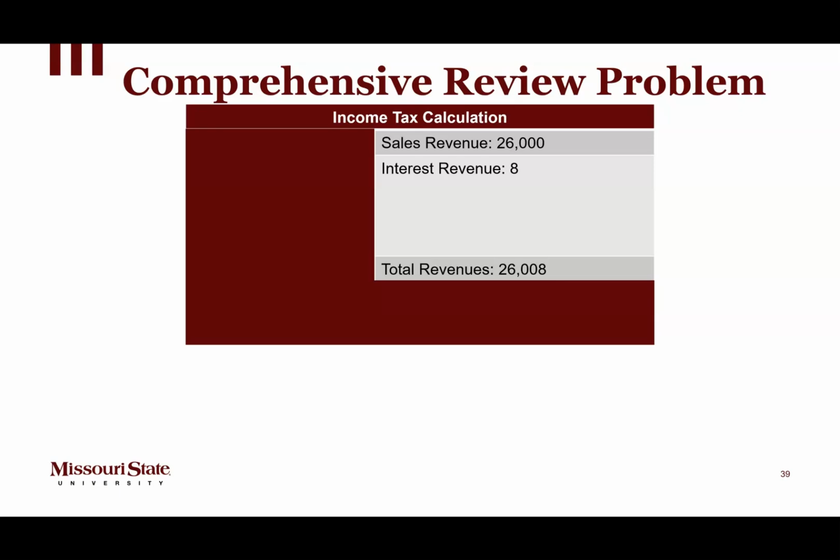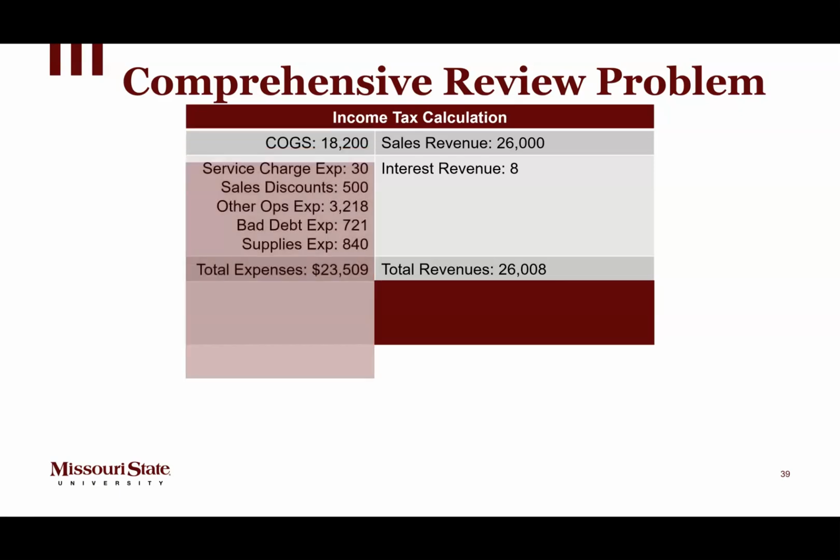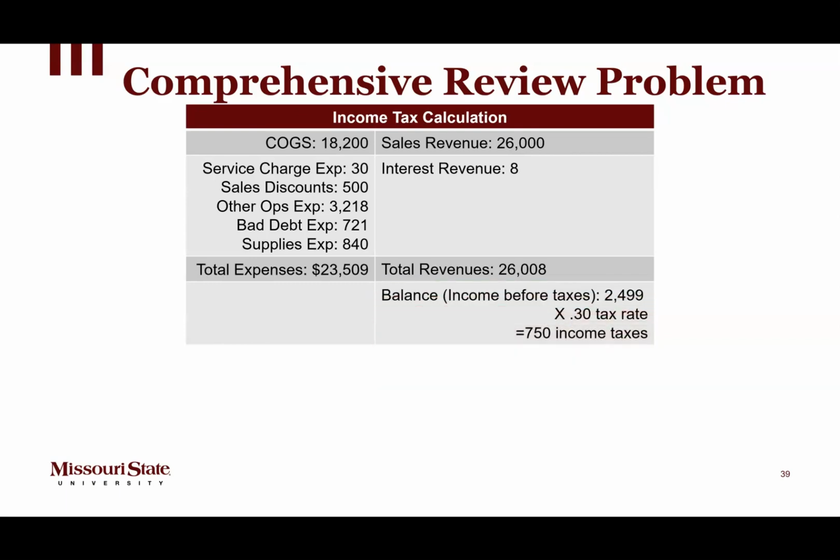Okay, so we're going to do an income tax calculation here, okay? So we had sales revenue of $26,000, COGS of $18,200. These are our other types of expenses. Okay, so we had total expenses of $23,509, total revenues of $26,008. So our income before taxes is $2,499. We'll multiply that times the given 30% tax rate. That tells us that we will have an income tax of $750.